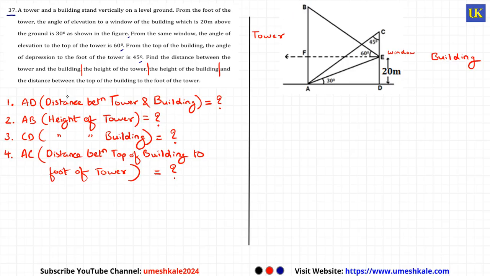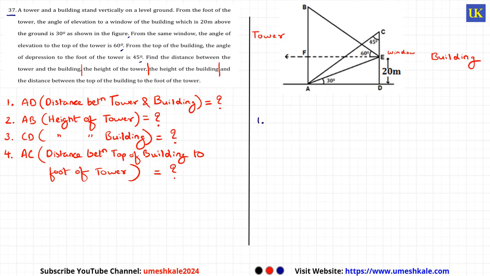Then the third thing, the height of the building. CD is the height of the building. So CD, we need to find the height of the building. And then lastly, the distance between the top of the building and the foot of the tower. Top of the building to the foot of the tower means AC distance is what we have to find. So these are the four things which we have to find in this question. So we'll start with our question number 1.